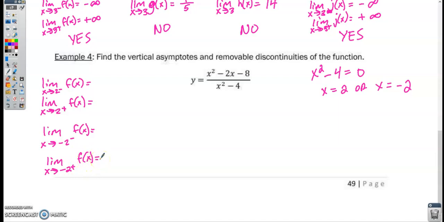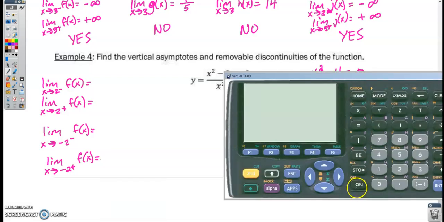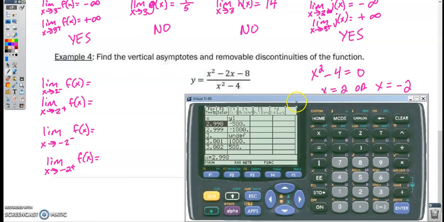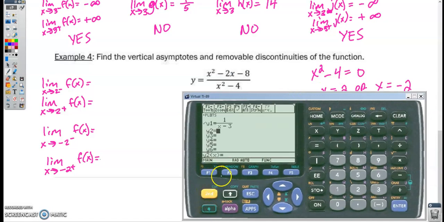And instead of handling this algebraically, I'm going to go ahead and use my graphing calculator and make a table of values in order to help me find the limits as x approaches 2 from the left and right and as x approaches negative 2 from the left and the right for this function. So I'm going to go ahead and enter this function into my calculator. X squared minus 2x minus 8 over the quantity x squared minus 4.